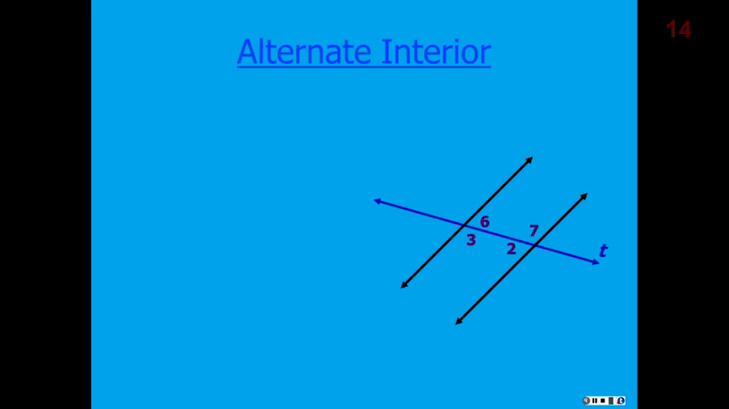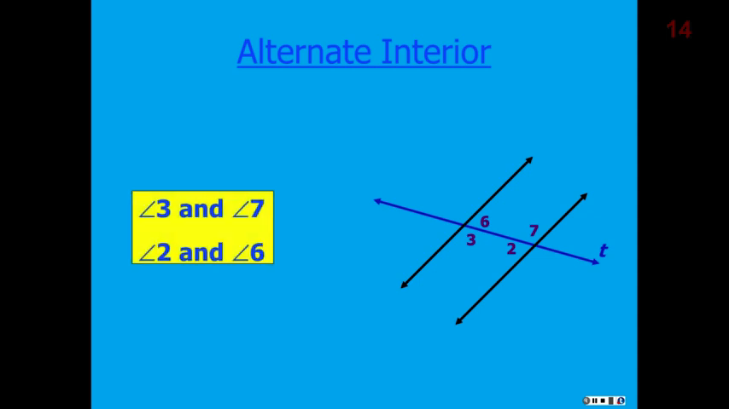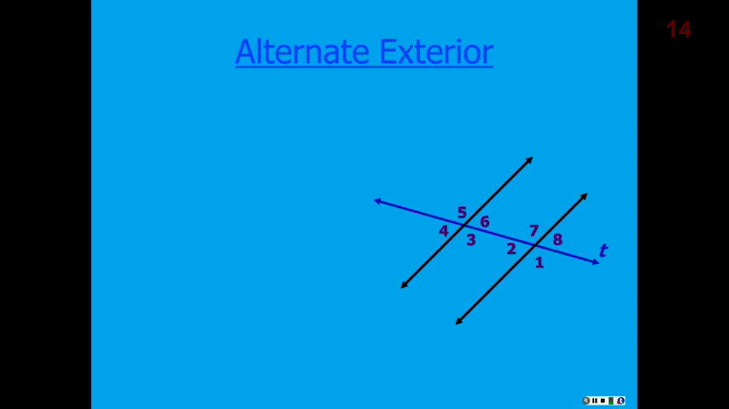6 and what? 6 and 2, 3 and 7. The opposite inside angles are equal. All right, what about alternate exterior? What does that mean? Opposite outside. So let's get rid of the inside ones. So which angles are equal? 4 and 8, I heard from Dodd. And what else? 5 and 1.